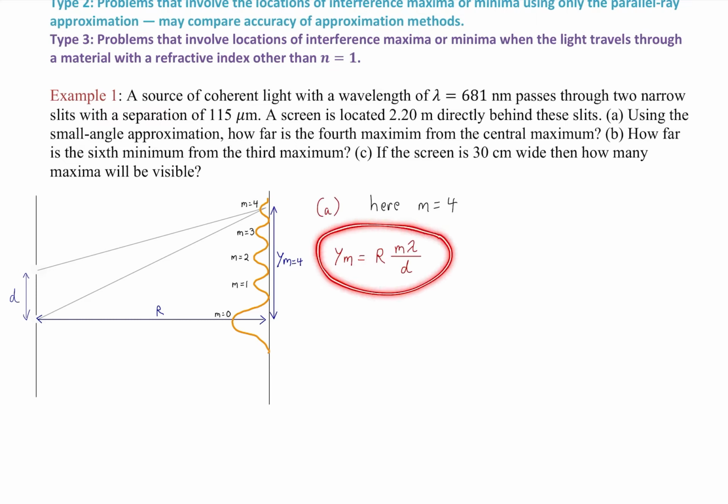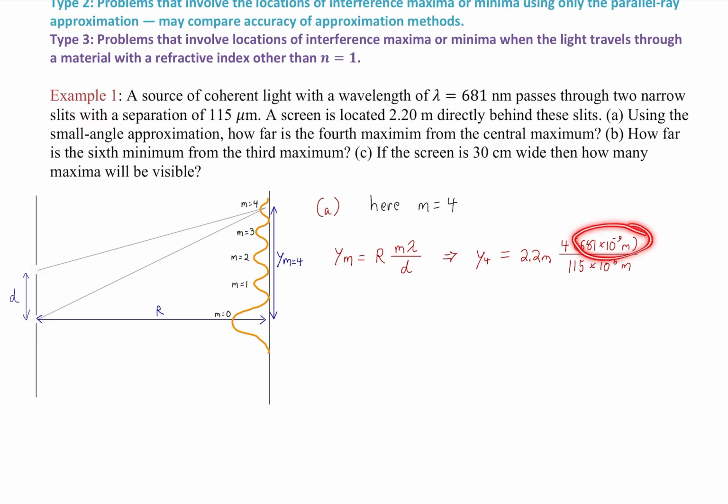So that means we're gonna write this formula with 4 in it, okay? So the distance for the 4th one is simply plugging in our distance to the screen, our 2.2 meters. We'll plug in our wavelength of light, again, 4th order, and then our separation distance. So very much plug and chug, and we find that that distance from the center of the central maximum to the center of the 4th maximum is 5.21 centimeters. Okay, very good. Now, in part B, we're asked how far is the 6th minimum from the 3rd maximum?